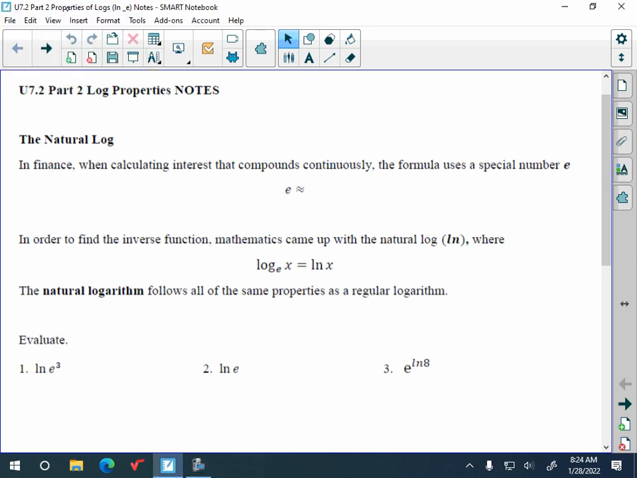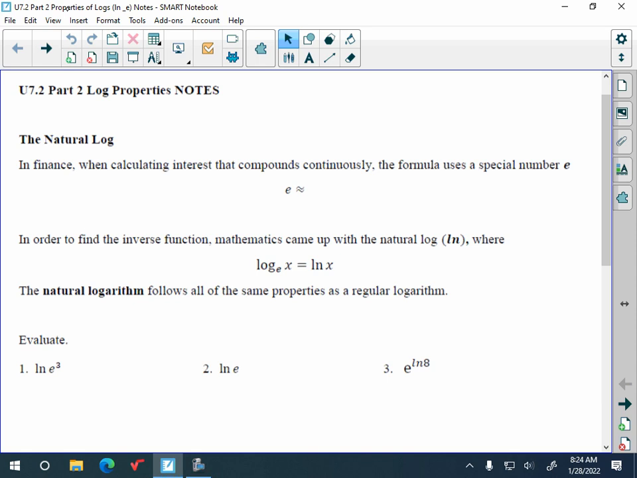All right, so today we're going to look at what's called the natural log. There were two special logarithms that I told you about. One was the common logarithm, that's the log with the base 10. And now we're going to look at another special one called the natural log. And in natural logs, we use this number e. It's just a symbol for a specific number.